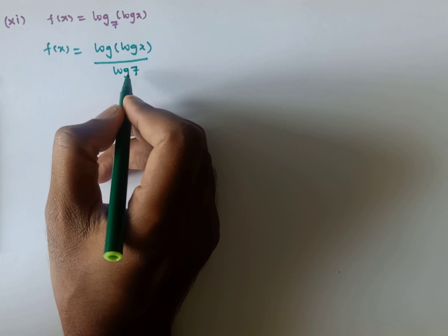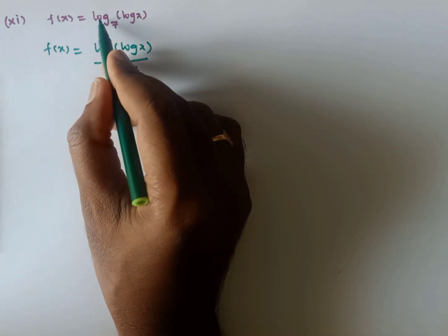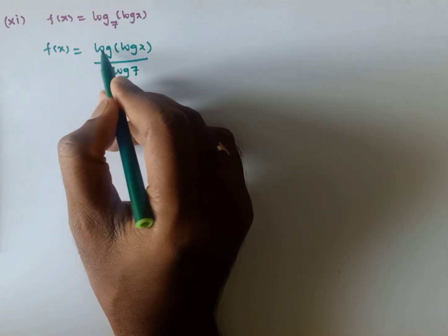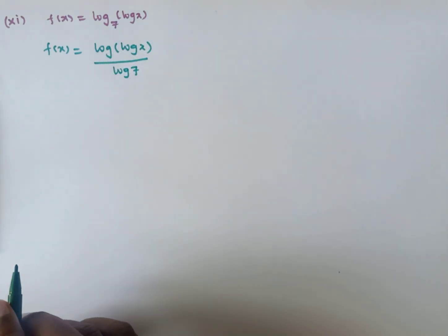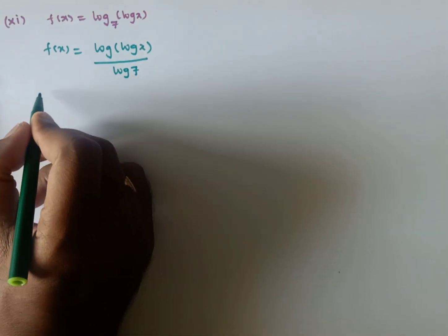So there is a change of base property: log a to the base b can be written as log a by log b. So this is in the form of log a base b, and this is the log a divided by log b form. Okay, now 1 by log 7 is a constant. Now you can apply the derivative.